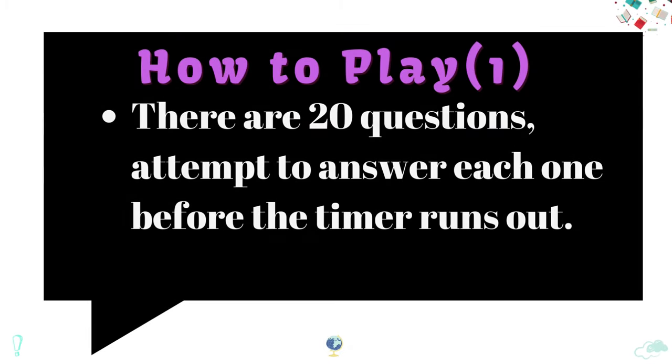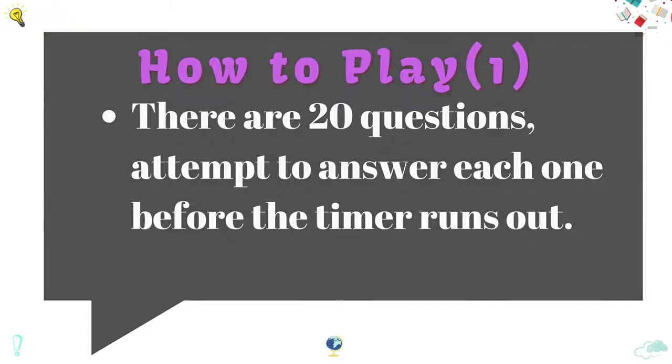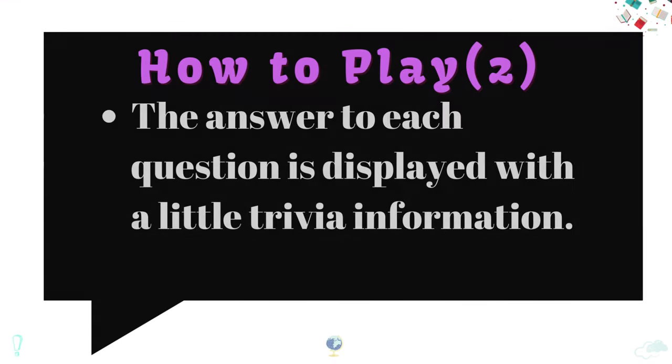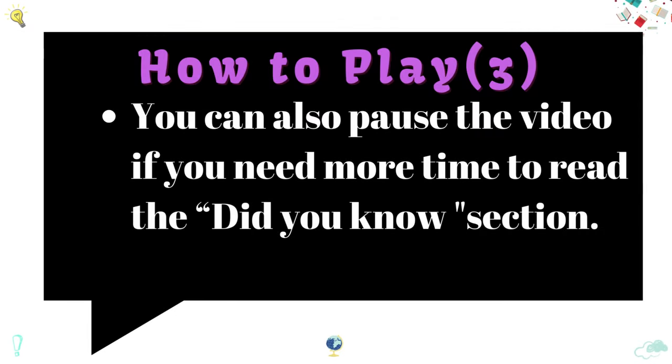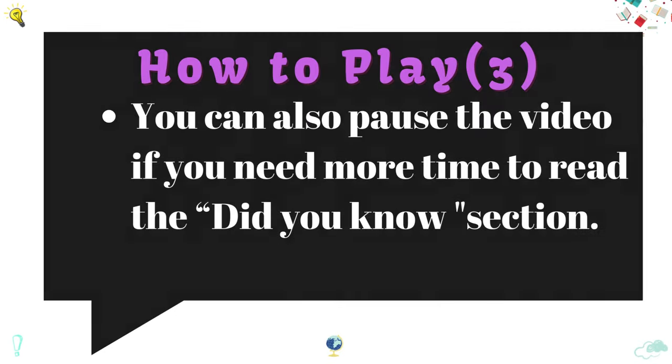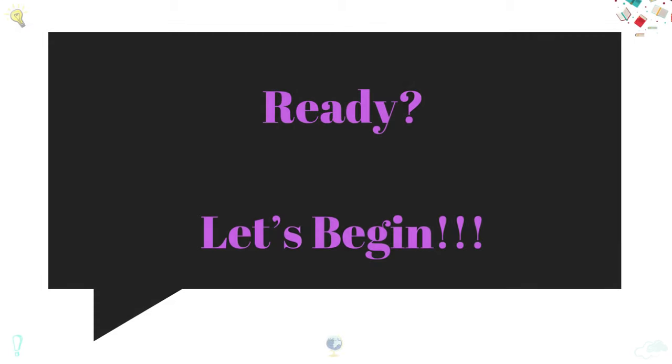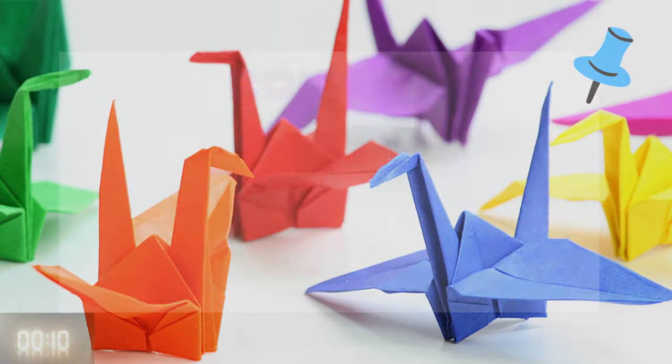How to play. 1. There are 20 questions. Attempt to answer each one before the timer runs out. 2. The answer to each question is displayed with a little trivial information. 3. You can pause to read the trivial fact displayed if short of time. Ready? Let's begin. Round 1.